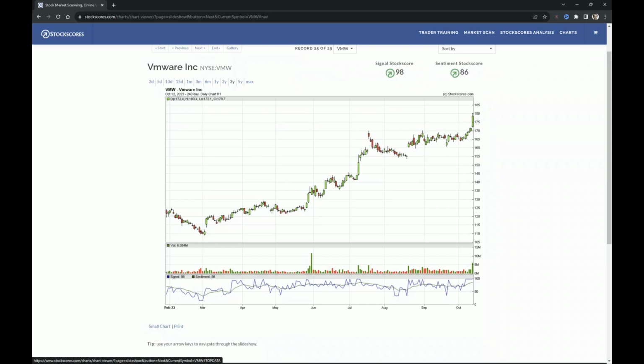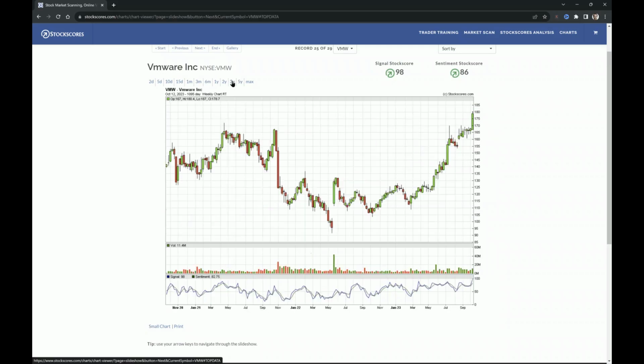All right, VMware, not bad. Sideways trading, rising bottoms, breaking out, abnormal volume. So that looks pretty good. When I see one that I like, I want to take a look at it on the 3-year weekly as well. So here you can see the 3Y. I'm going to click on that, and it's going to give me a 3-year weekly chart.